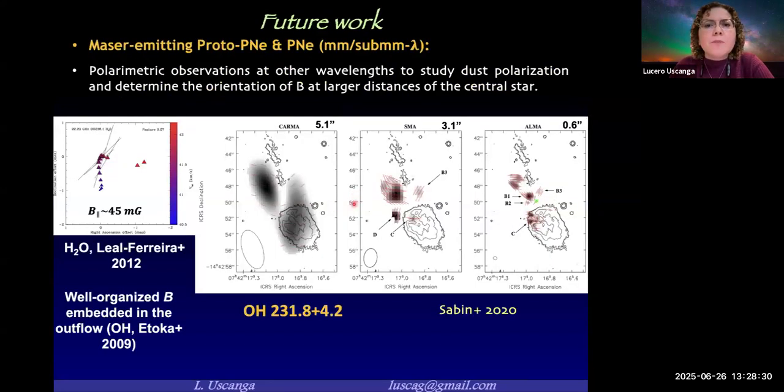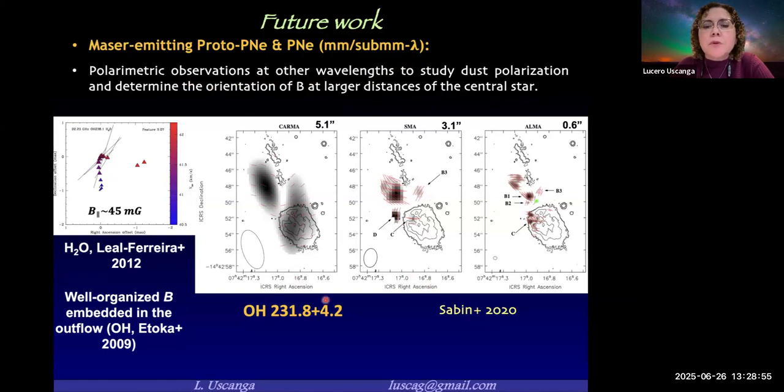So now I would like to present this as future work. I just started a collaboration with Laurence Saban. She also studied the magnetic field, but at other wavelengths, at millimeter and submillimeter wavelengths, for example, to study the dust polarization, and it's able to determine the orientation of the magnetic field at larger distances.